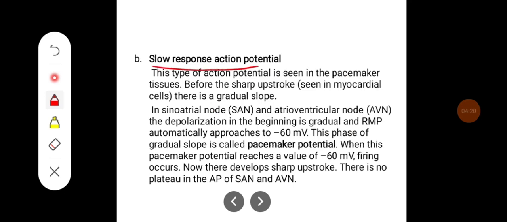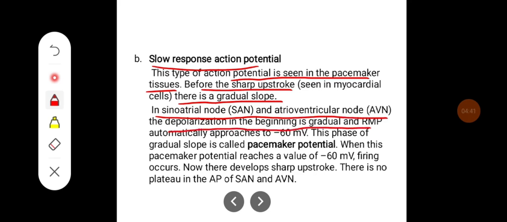Another action potential is the slow response action potential. This type of action potential is seen in the pacemaker tissues. Before the sharp upstroke, which is seen in myocardial cells, there is a gradual slope here. In sinoatrial node and AV node, the depolarization in the beginning is gradual and the RMP automatically approaches minus 60 millivolts. This phase of gradual slope is called pacemaker potential.